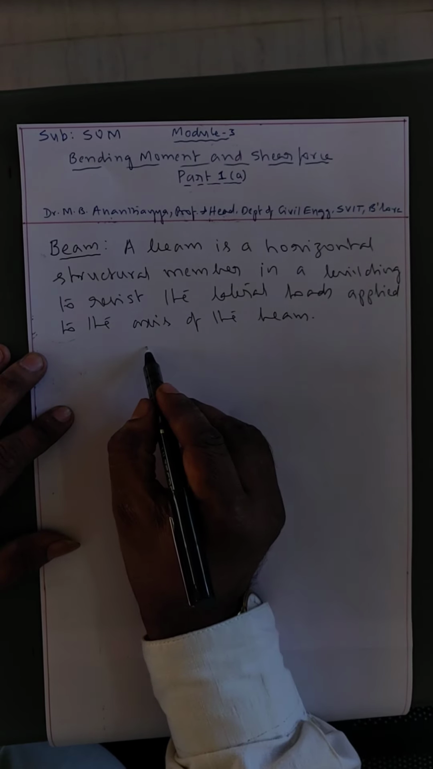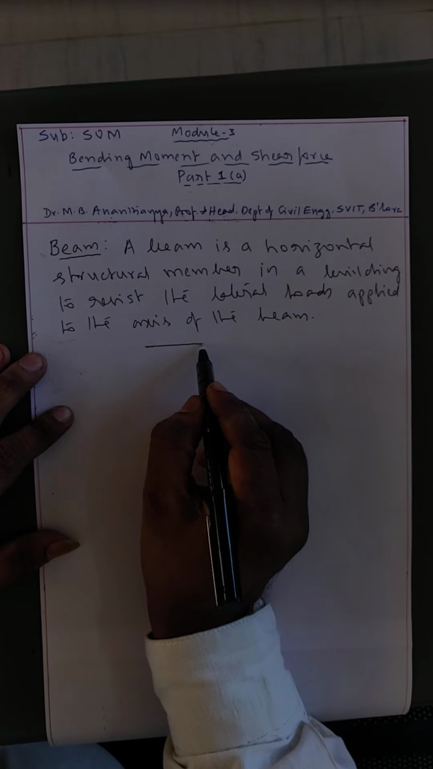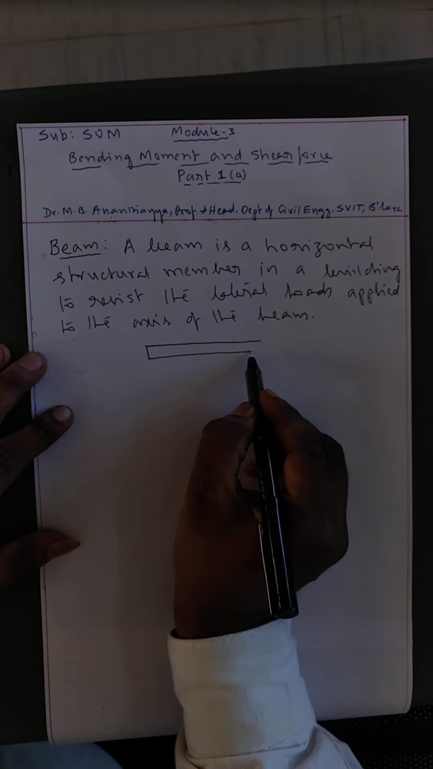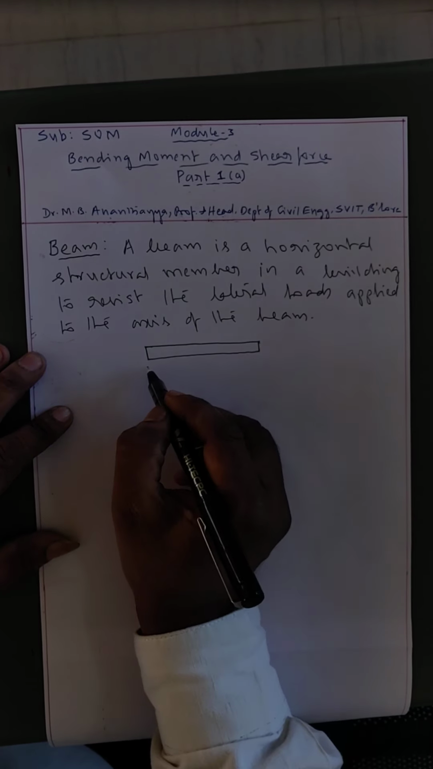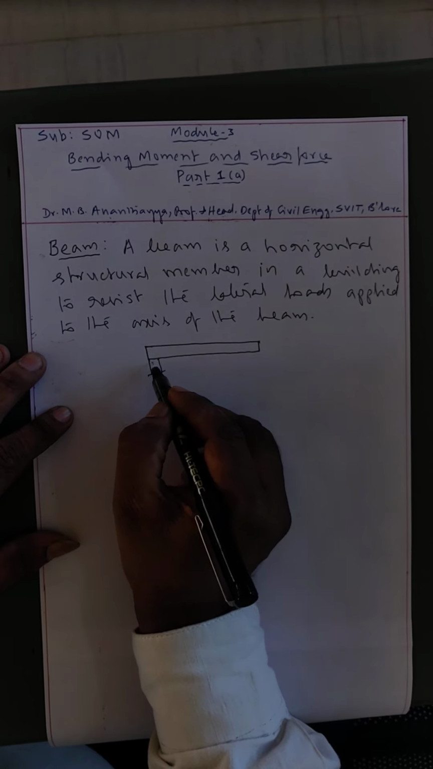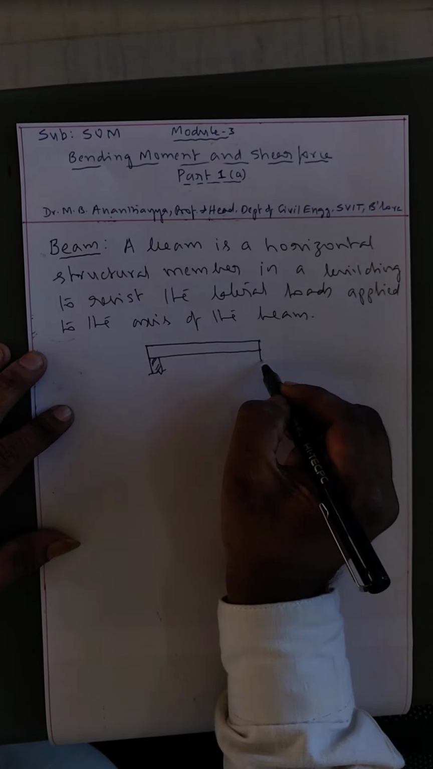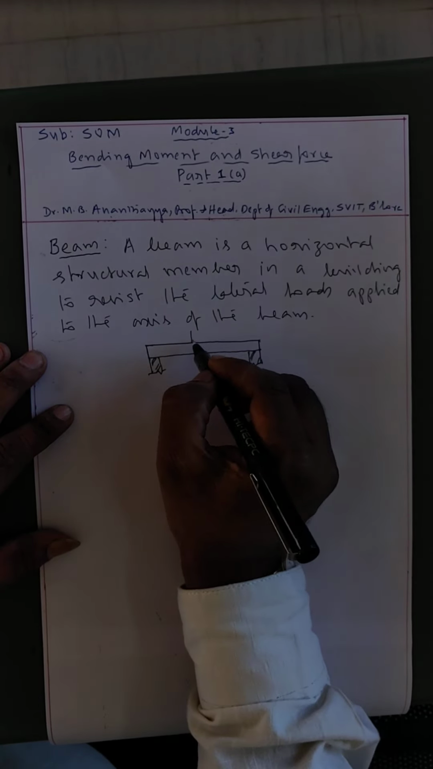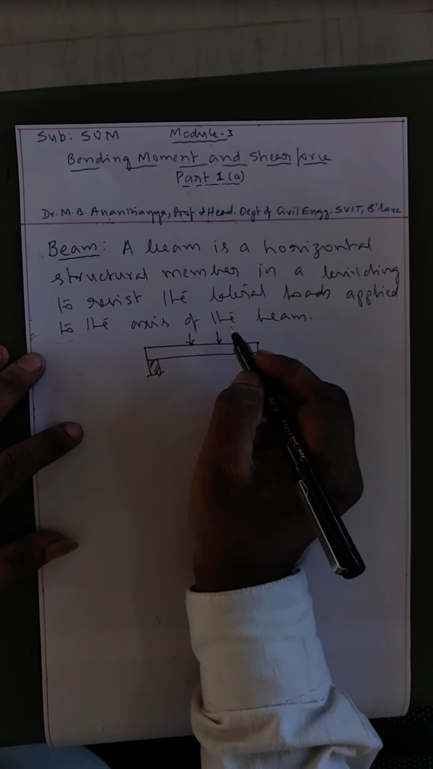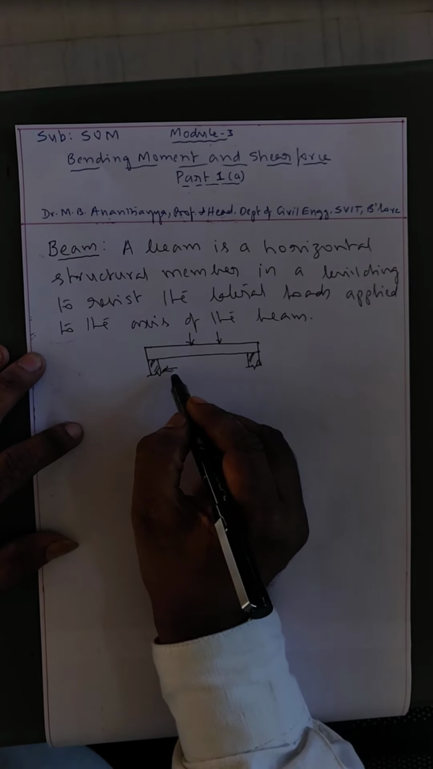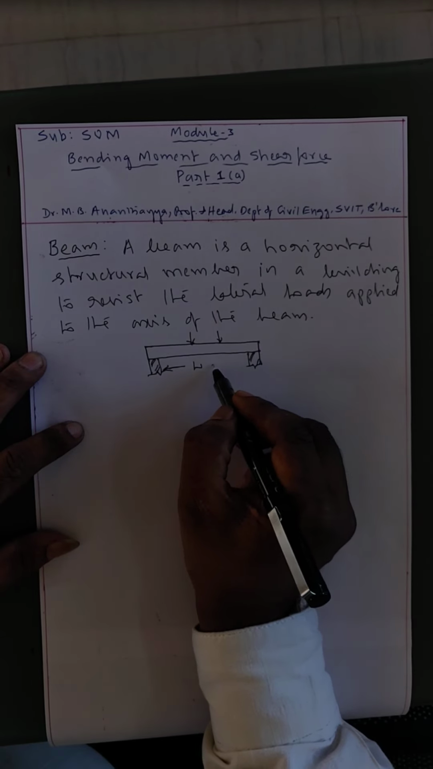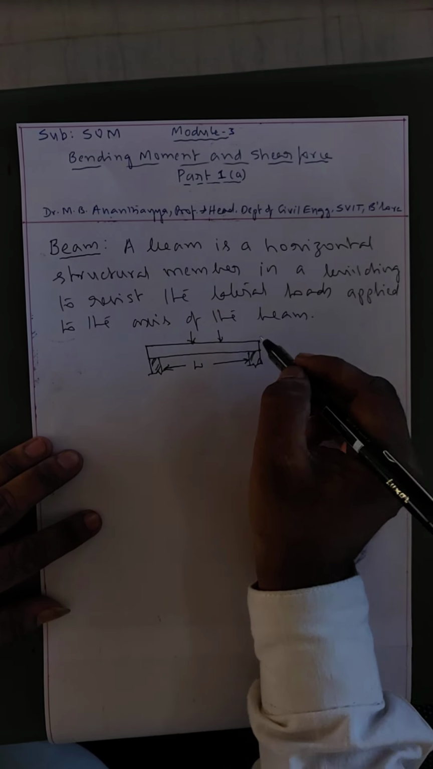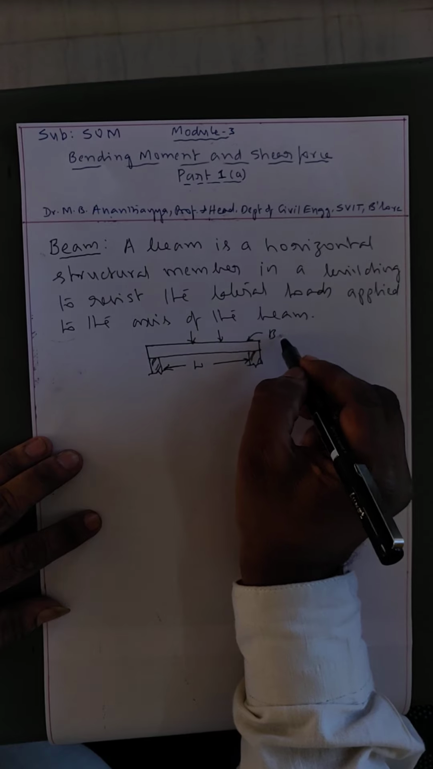If you draw the figure for this beam, it is a horizontal member supported on both sides, applied by external loads, and the distance between the supports is called the span of the beam. It is represented by L. Then this is called a beam.